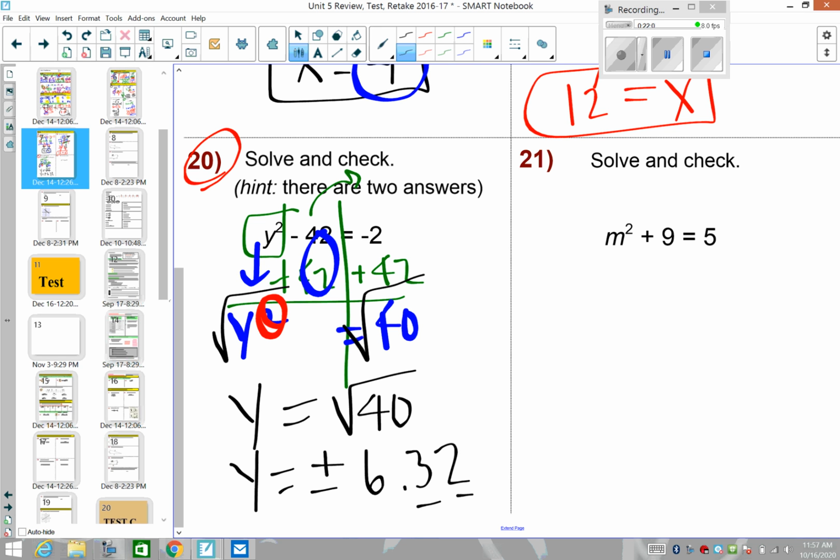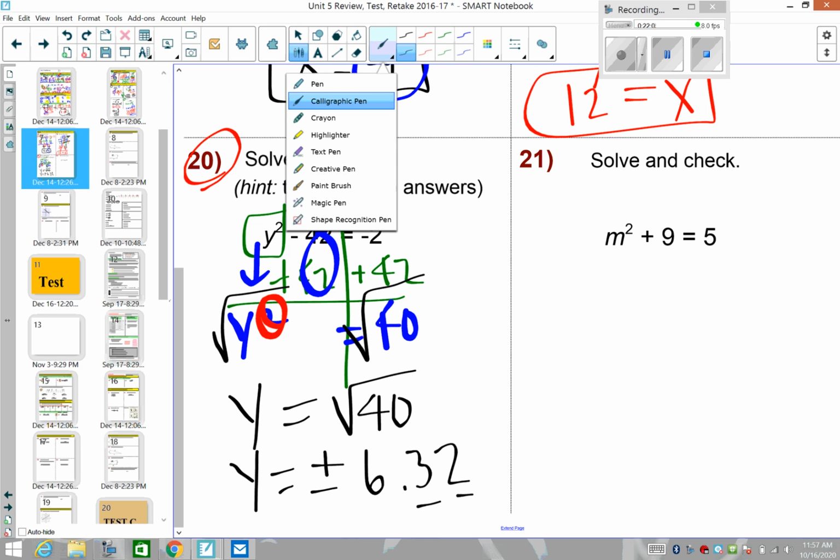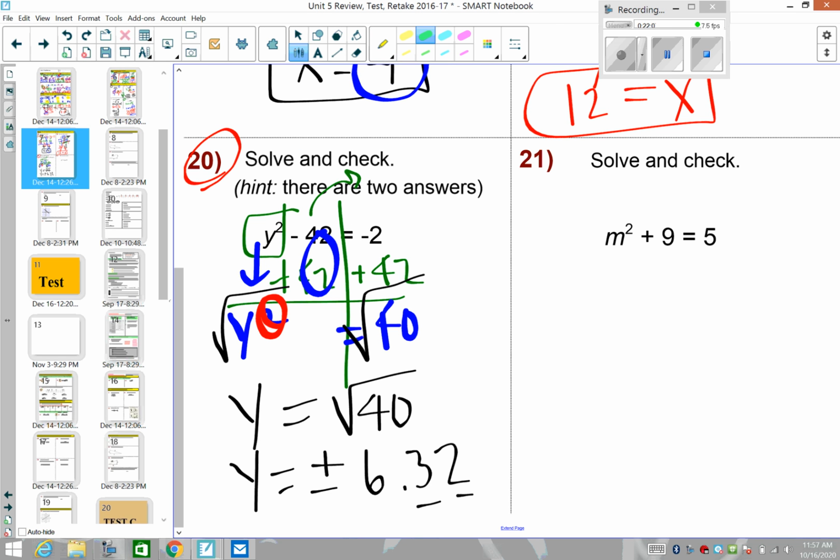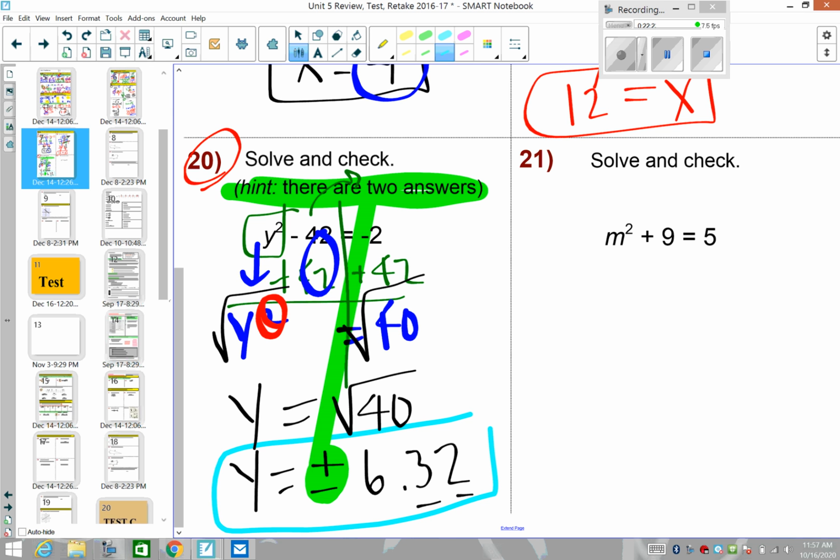But I'm going to go to the hundredths place. In my calculator, I get 6.32. And notice it says there are two answers. So I'm going to write down the positive 6.32 that would work and the negative 6.32 that would work. Hint, there are two answers. Make sure that you account for that in your answer. So final is y equals plus or minus 6.32.